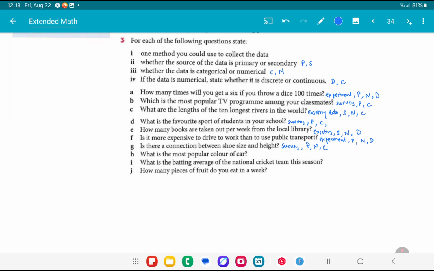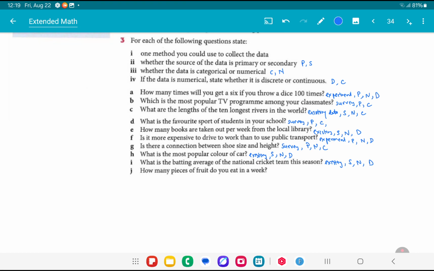What is the most popular color of car? So this one we will use existing data. We will ask the car dealer, for example, how many black cars sold this month, how many white cars or maybe red cars. And because we use existing data, this one is secondary, and the value is numerical and discrete. What is the batting average of the national cricket team this season? This one is existing data, so meaning also secondary, and we can count it as numerical and discrete.